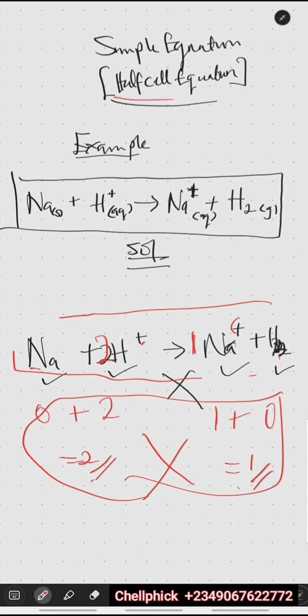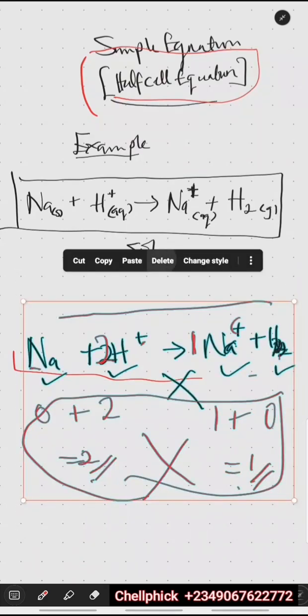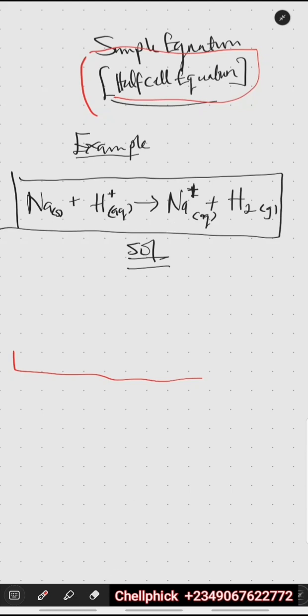A redox reaction is said to be balanced if the number of electrons on the left-hand side is equal to the number of electrons on the right-hand side. This type of reaction, like I said, we are meant to balance using half-cell equations. The reason we use half-cell equations is because they are simple equations. Now, let's look at it.